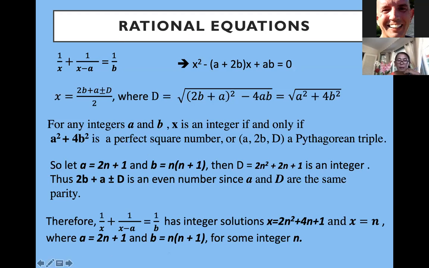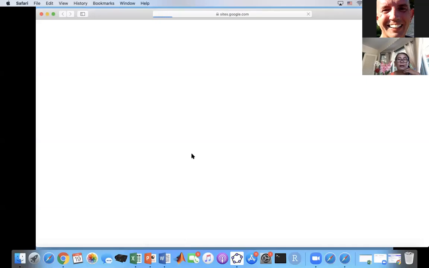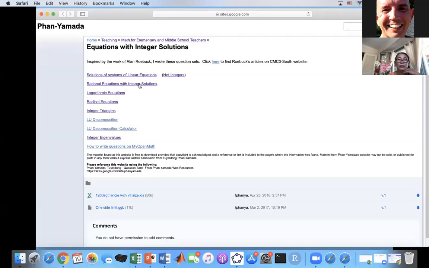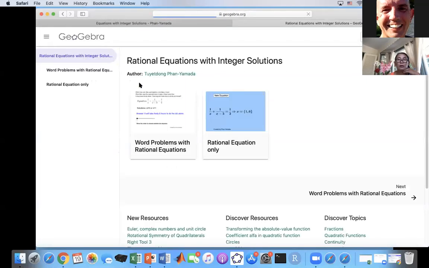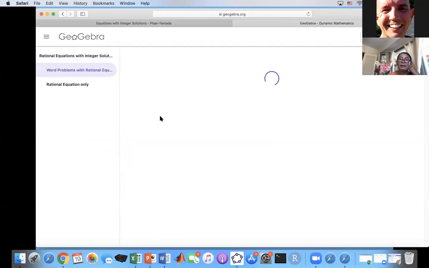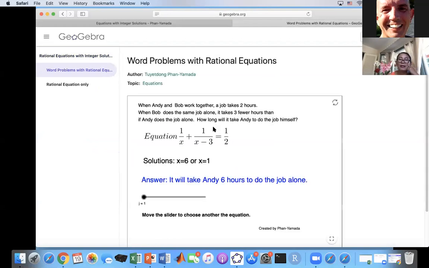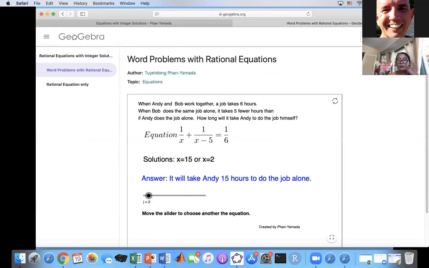With that, we will have the question bank right here. You go to rational equation, and you will see it's right here, integer solution. So I have 2 apps in here. One of them has word problems in it. It doesn't have many questions, but something like this you can give to your student. You have the answer right away, right here. And anytime you move the slider, you will have a new problem.